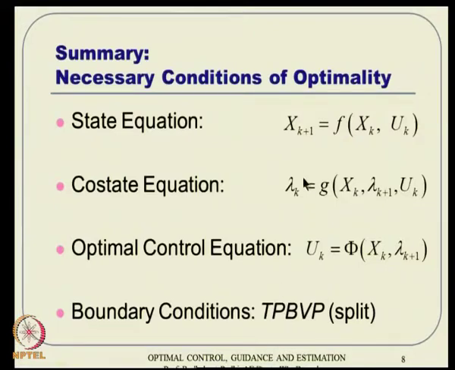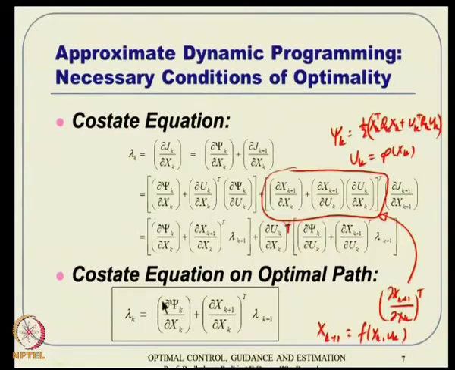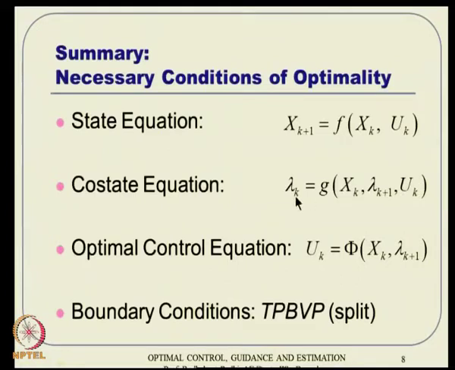Summary of necessary conditions is something like that. State equation is available to us. Then the co-state equation is something like this. Remember, these are all functions of state and control xk and uk, and obviously lambda k plus 1 also here. So, I can write it as lambda k is some function of xk, uk and lambda k plus 1 as well. And optimal control is ultimately a function of this one, xk and lambda k plus 1.